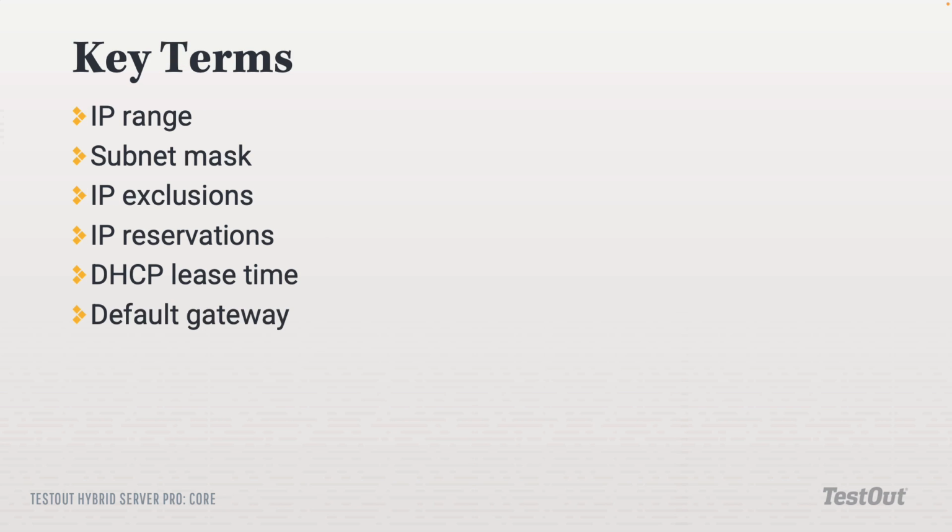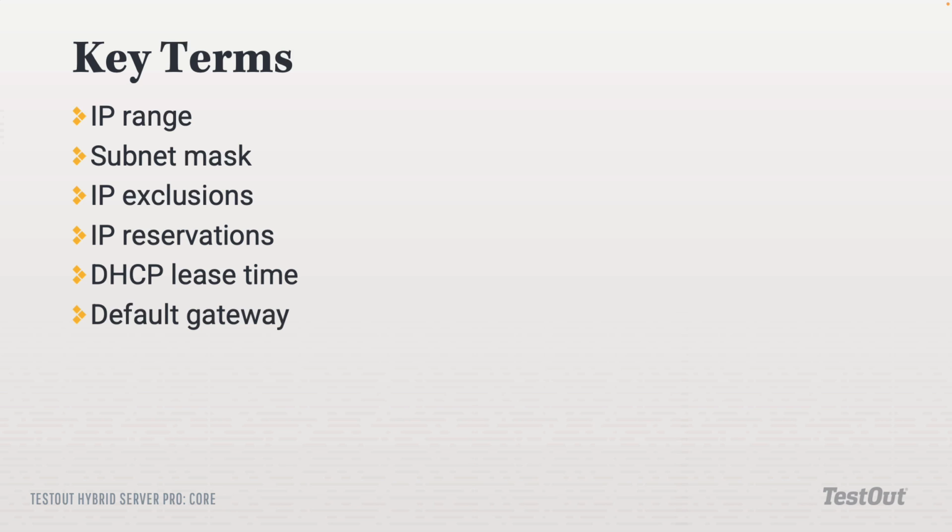So some of the key terms for this section: IP range. This is like addresses for, let's say, some houses in a subdevelopment. They all have different addresses in a group. Subnet mask is telling us what network they're in, okay? We talked about this a lot last week.